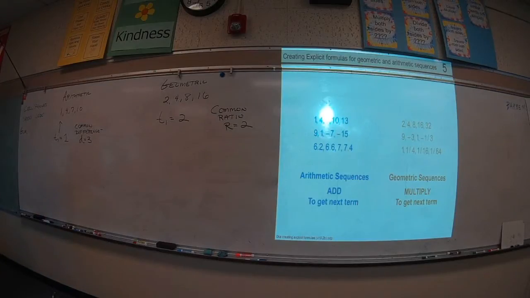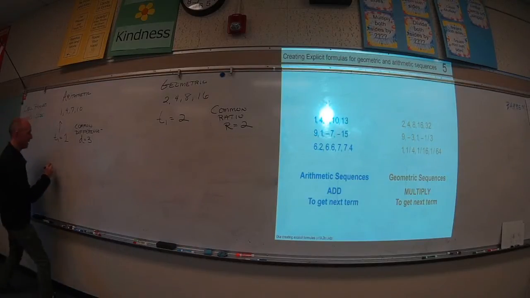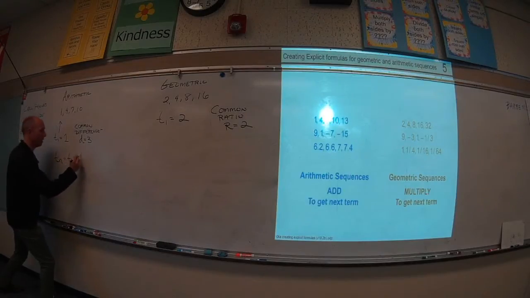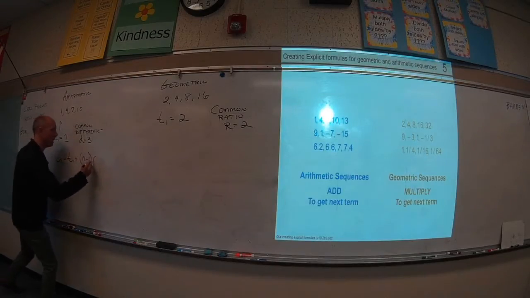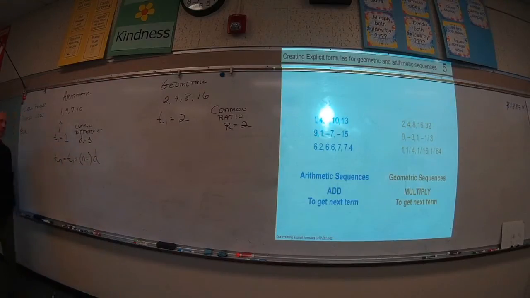So would it be f of x equals x plus 3? You're actually trying to play that game we played last week, right? Where what's the function for this guy? So I'm going to give you the generic formula for these. So here it is: T sub n equals T sub 1 plus n minus 1 times the difference.